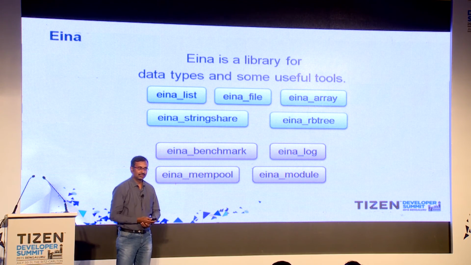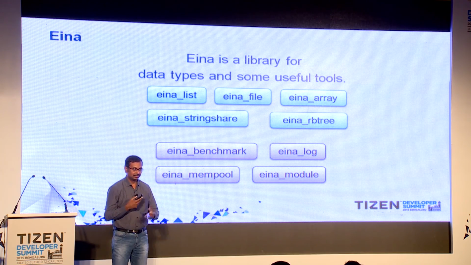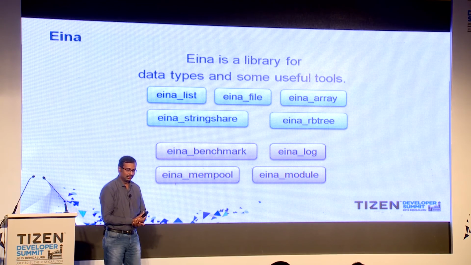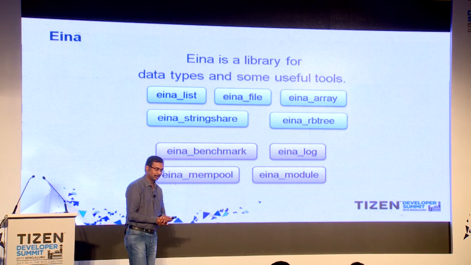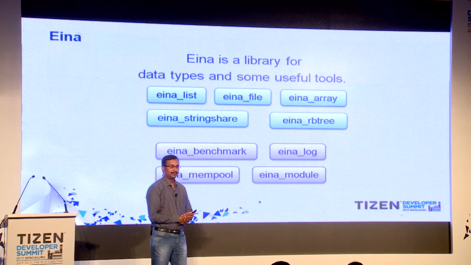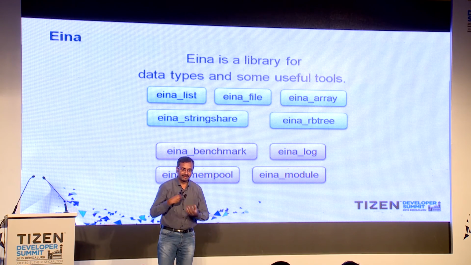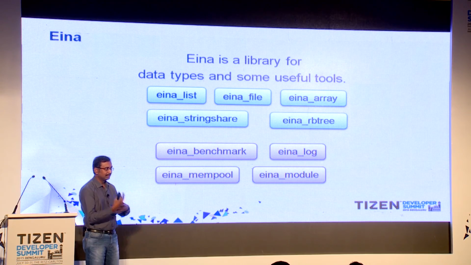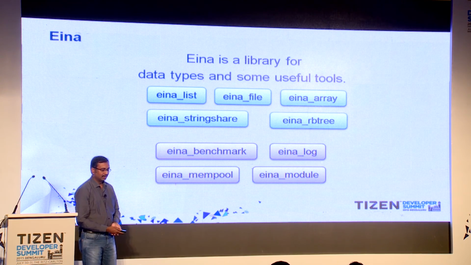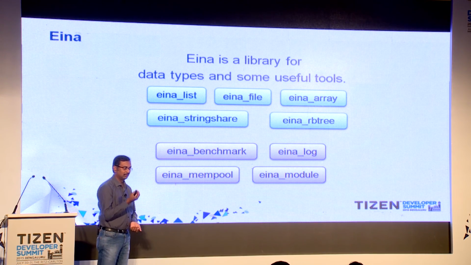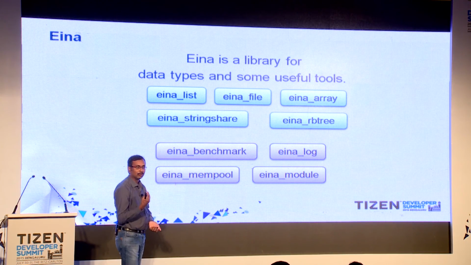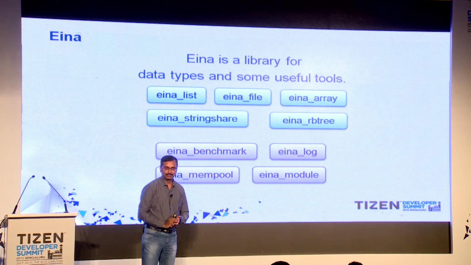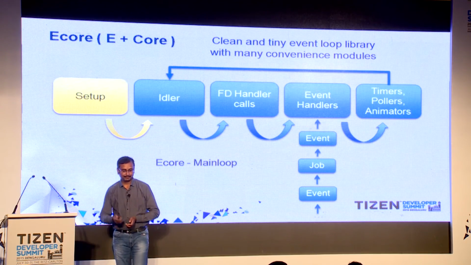And there are utility functions like the Eina benchmark. If you want to benchmark your application, it provides that benchmark utility. Logging facility, right? Mempool. Instead of allocating memory from the system every time, you can have a mempool and reuse the memory in a much more efficient way. And the module, dynamic SO loading or your plugin loading. If you have an application with plugins, you can load them. There's a simple wrap utility provided by Eina.